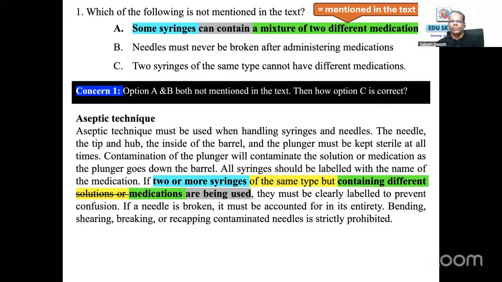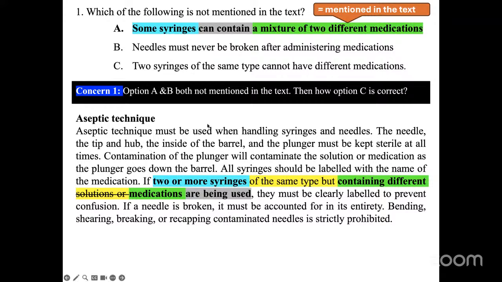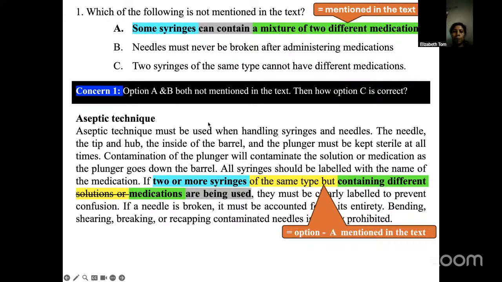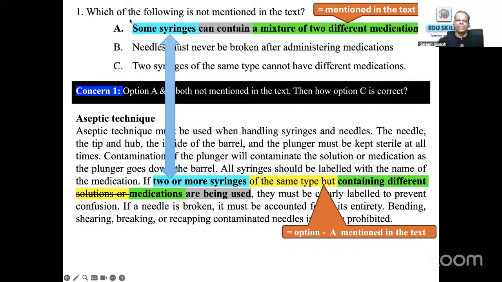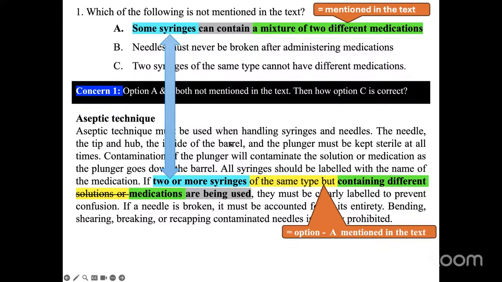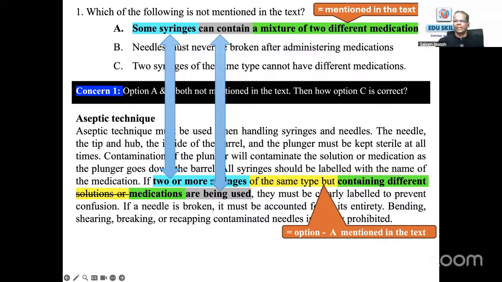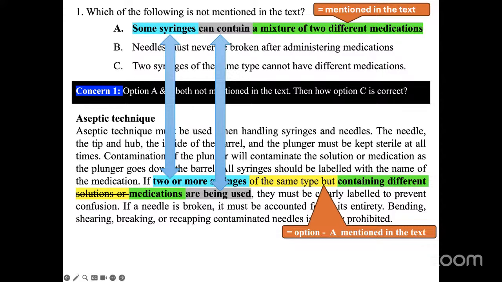The challenge is that option A is said to be not mentioned in the text. Is it given or not given? Yes, it's given. Syringes can contain a mixture, option A is given here. Two or more syringes, synonymous with some syringes, are being used, can contain a mixture of two different solutions, containing different medications, solutions or medications. So that is paraphrasing of the A option.